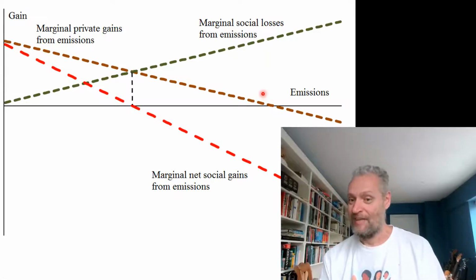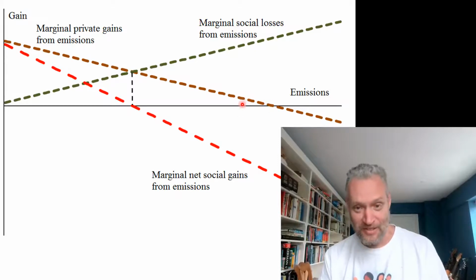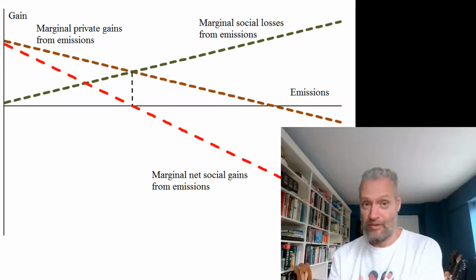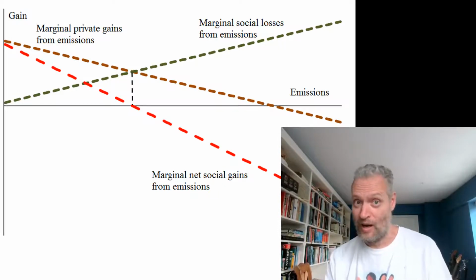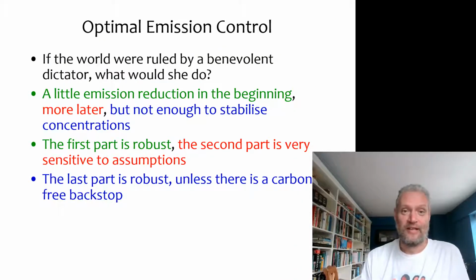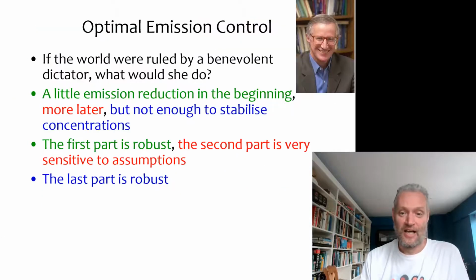It is almost never optimal not to cut emissions, but it's also almost never optimal to cut emissions to zero. And that is why, however you phrase your cost-benefit analysis, you're always going to find that it is not enough to stabilize concentrations.